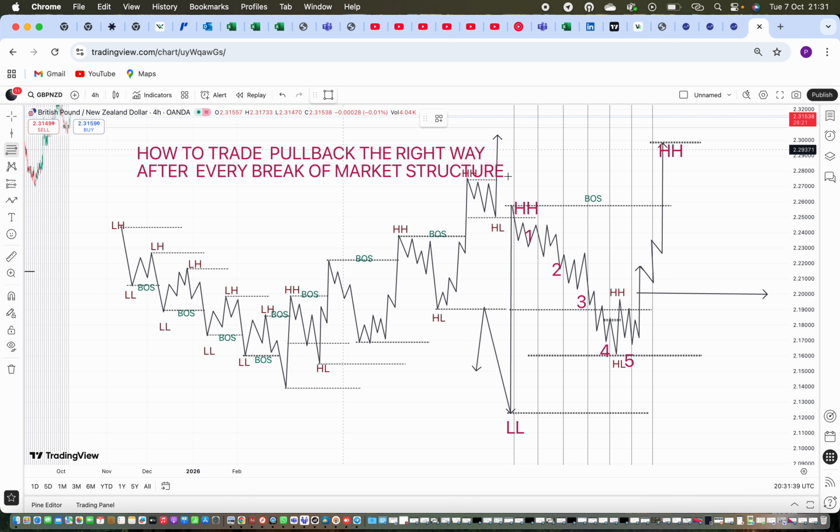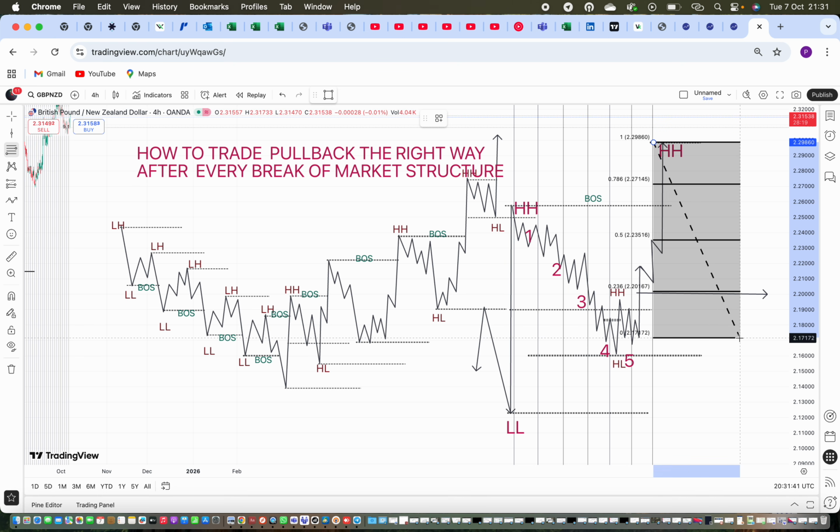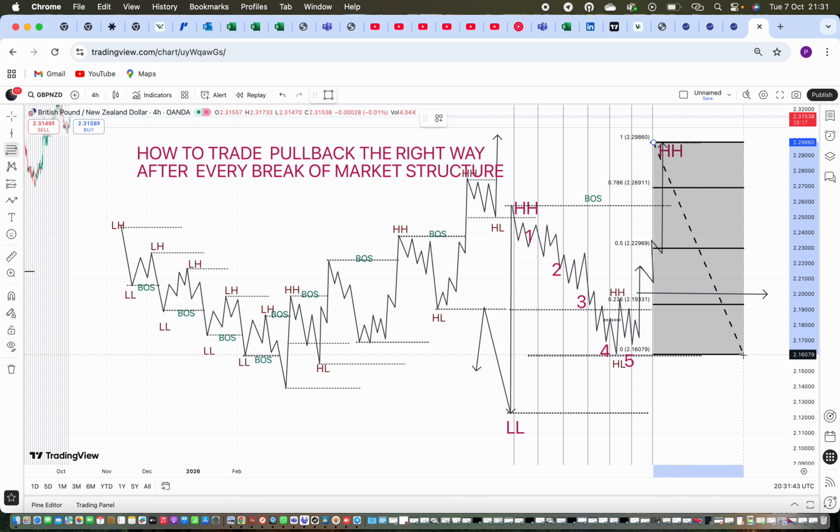If we also take our fib and measure from that high to this low, we are going to see that around this level is below the 50% as well. So for every major break of structure, expect price to pull back or retrace more than 50% of that major break.